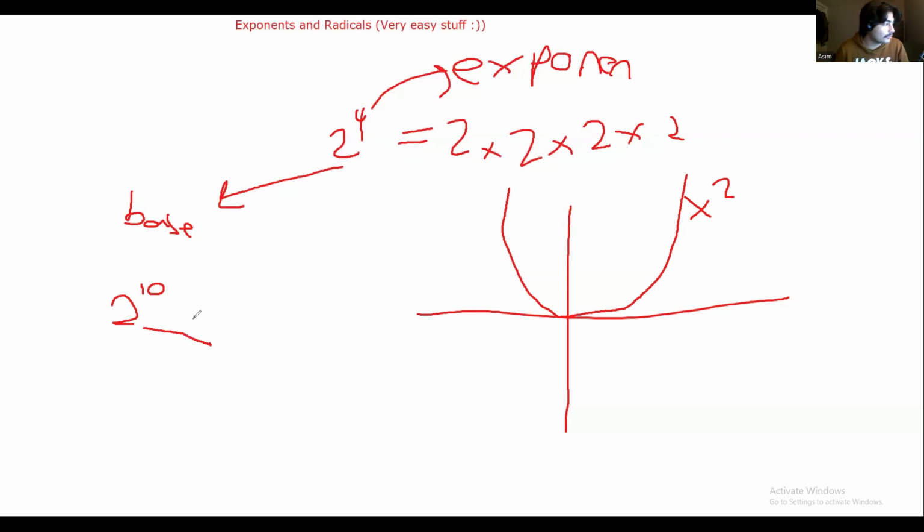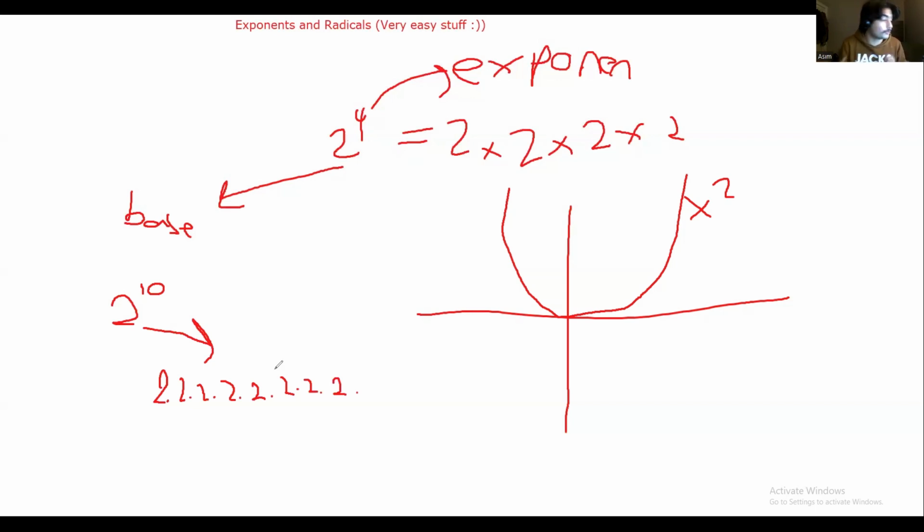First of all, I have to know that 2 to the power of 10 is equal to 2 times 2 times 2 times 2 times 2 times 2 times 2. I already got tired. That's why we use exponential expressions, because I don't want to write all of this down. This is just nonsense, especially if you're dealing with harder equations. You're not going to write this. That's why we use exponential expressions.